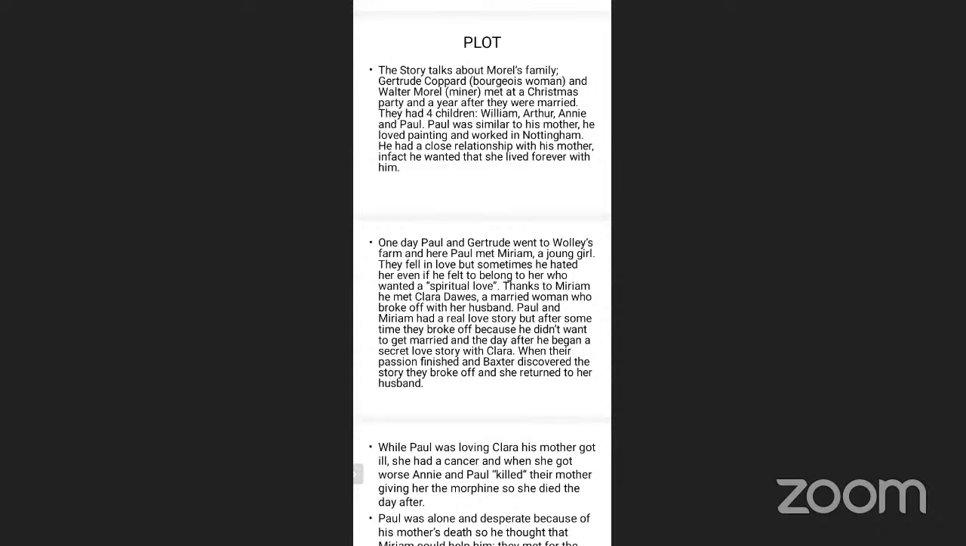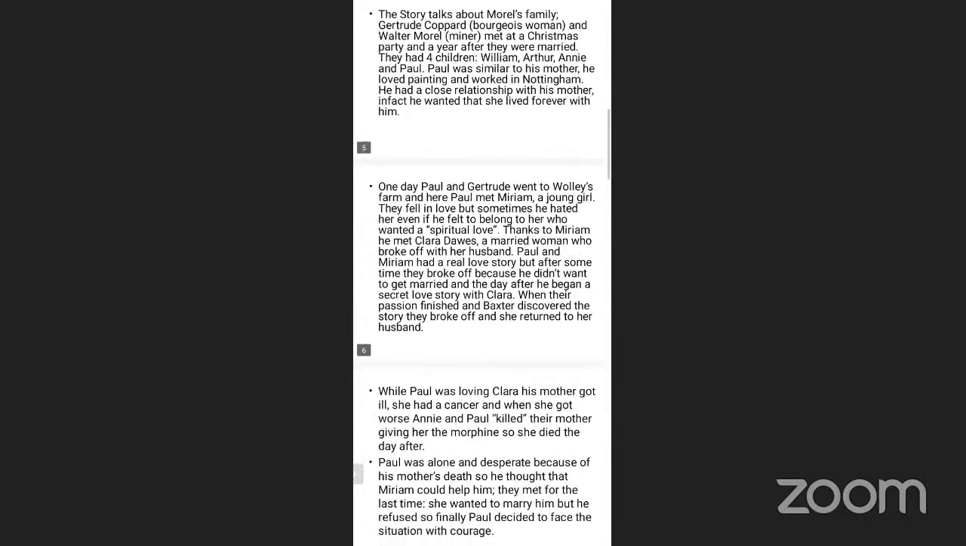Now, see here, Gertrude Coppard was an aristocrat, a bourgeois. She may be the daughter of the owner of that particular mine where Walter Morel was working as a miner, and they fell in love and got married. Now see here, Paul was similar to his mother. In what sense was he similar? He loved painting and worked in Nottingham. As his mother was fond of painting, he was also fond of painting. He had a close relationship with his mother. In fact, he wanted her to live forever with him.